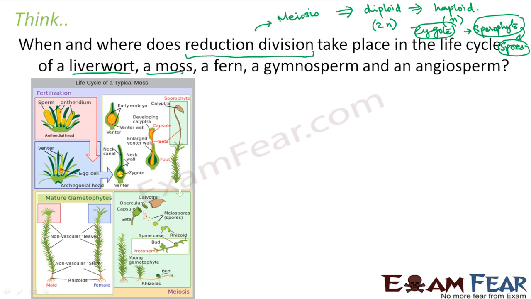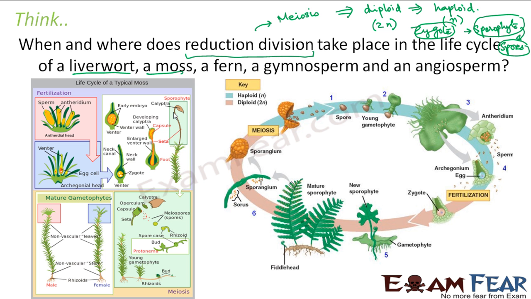So in the life cycle of a moss, where do you think is the sporophyte? This is where the sporophyte forms. Now this is the capsule of the sporophyte and the capsule of the sporophyte contains the spores. So inside the capsule, the reduction division takes place and the spores are released. The scenario is similar for a liverwort. Now when I talk about a fern, it is a pteridophyte. In a fern, these are the spores. Where are the spores present? They are present in the sporangia.